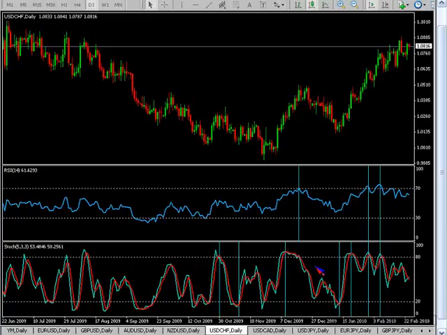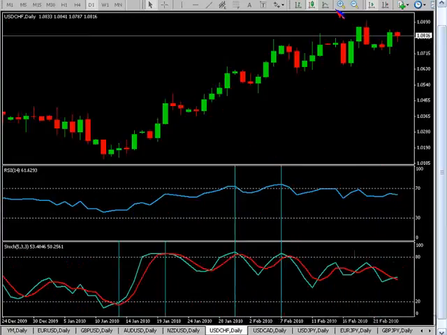Now, maybe it's better suited for other markets. Maybe you can use the slow stochastics on a daily chart, but it means you're going to want to get in and out of trades very, very quickly. And I'll tell you something else.